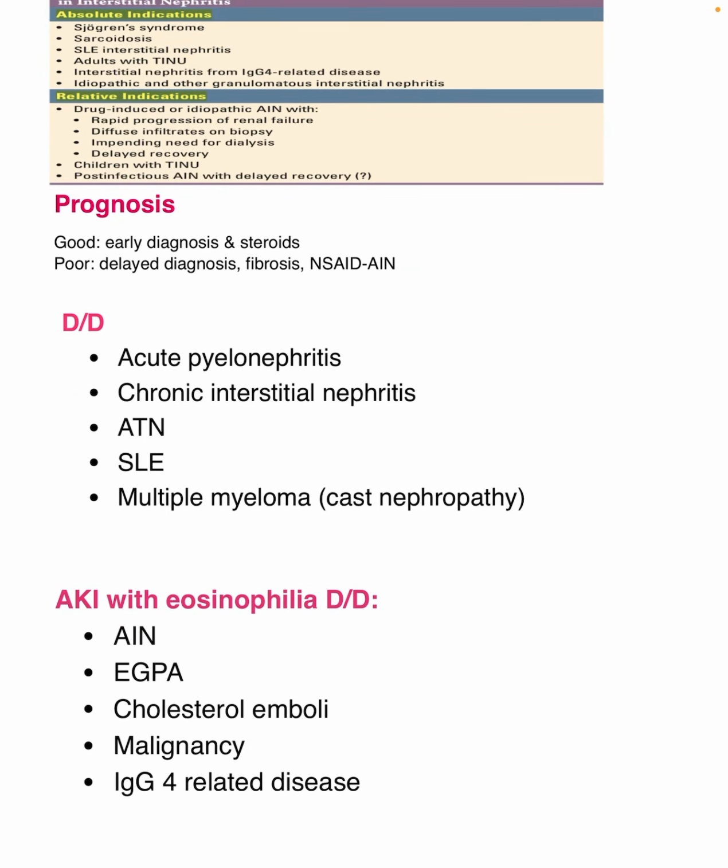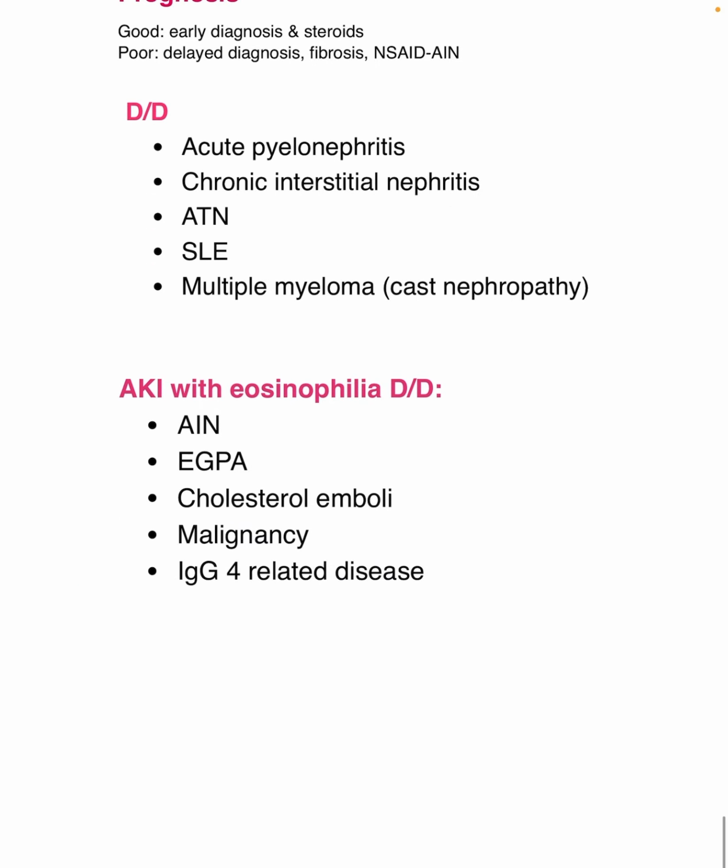What is the prognosis? Prognosis is generally good if diagnosed early. Good prognosis depends on early diagnosis, early drug withdrawal, and steroid therapy. Poor prognosis is associated with delayed diagnosis, interstitial fibrosis, and NSAID-induced AIN. What are the differentials of AIN? They include AKI with acute pyelonephritis, chronic interstitial nephritis, SLE, acute tubular necrosis (ATN), and myeloma kidney, that is cast nephropathy.